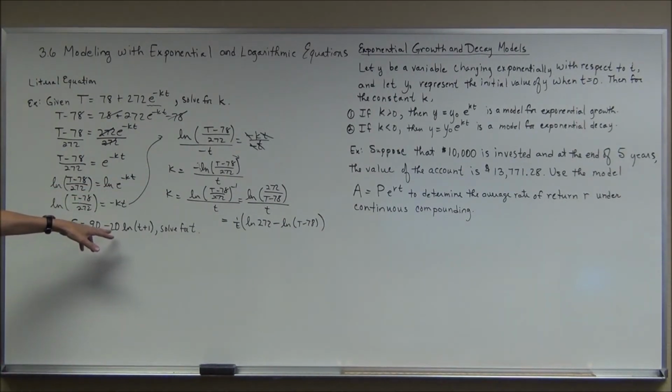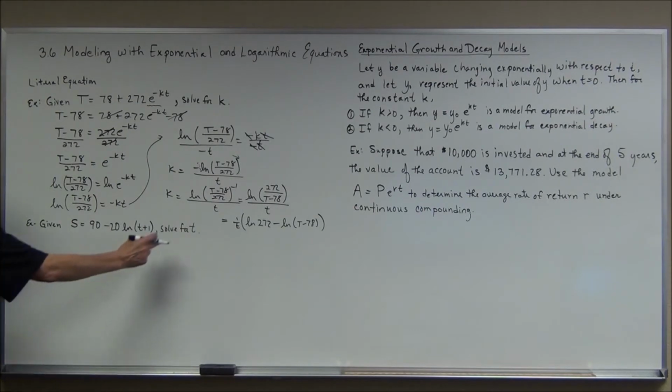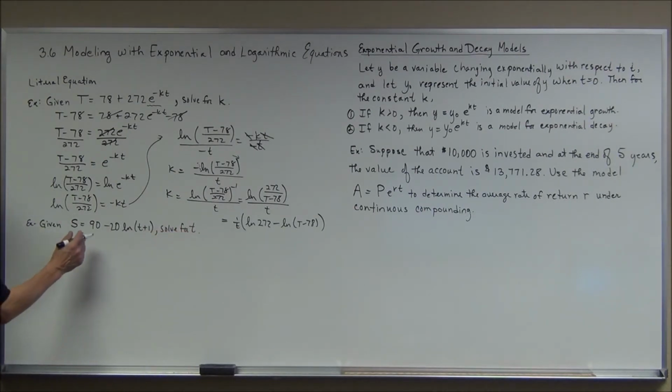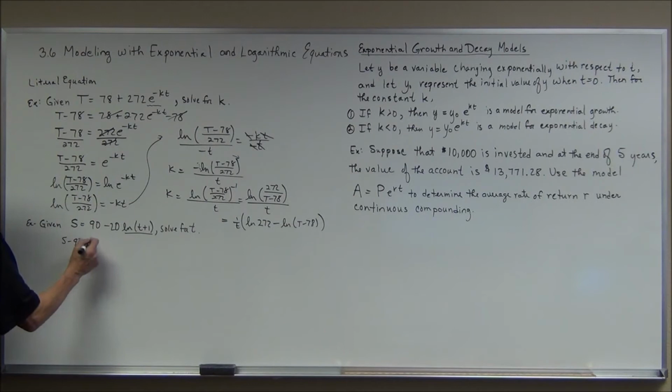This one's got a little bit to it as well because of the logarithm, but I am solving for t. So if s equals 90 minus 20 times the natural log of the quantity t plus 1, solving for t here. What I'm going to do is try to get this by itself this time. To do that, I'm going to subtract 90 from both sides. I don't have very much space, so I'm just going to subtract 90 off of this.